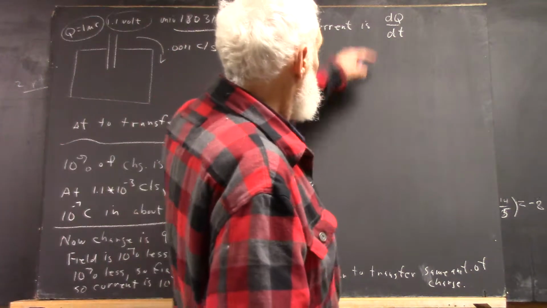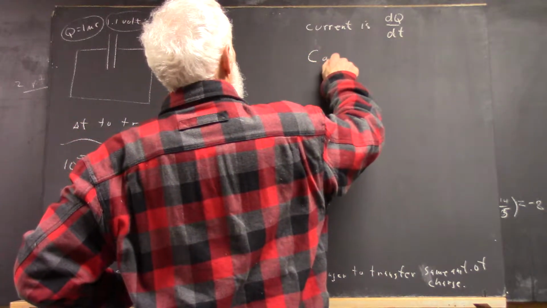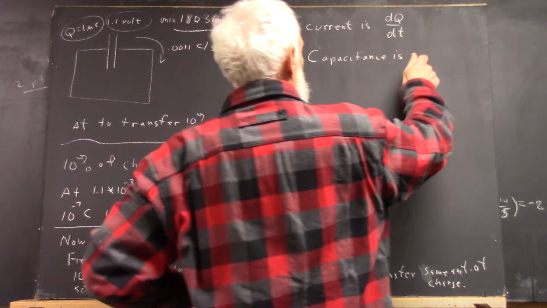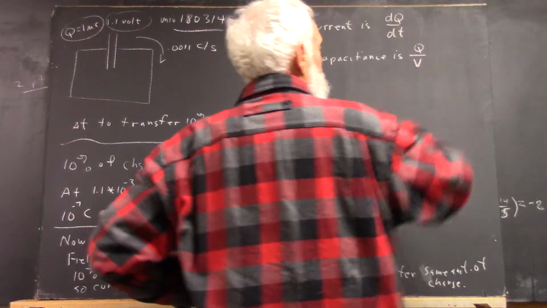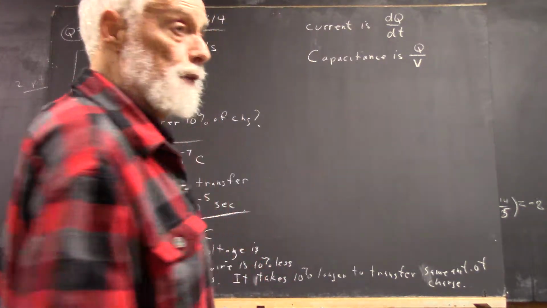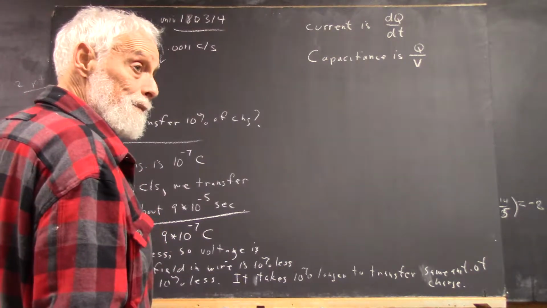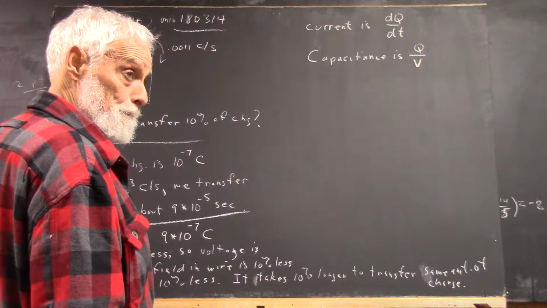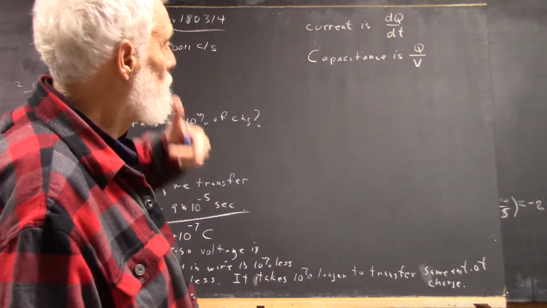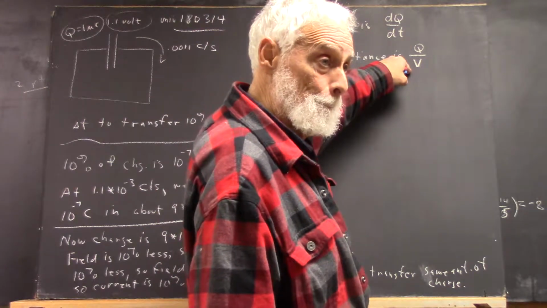Okay, so current is dQ/dt. Capacitance is the amount of charge you have per unit of voltage. You can figure out the capacitance of this capacitor. You've got 1 microcoulomb of charge for 1.1 volts, okay? And you divide that out and you get about 1 micro unit of capacitance. The unit of capacitance is a coulomb per volt, okay?